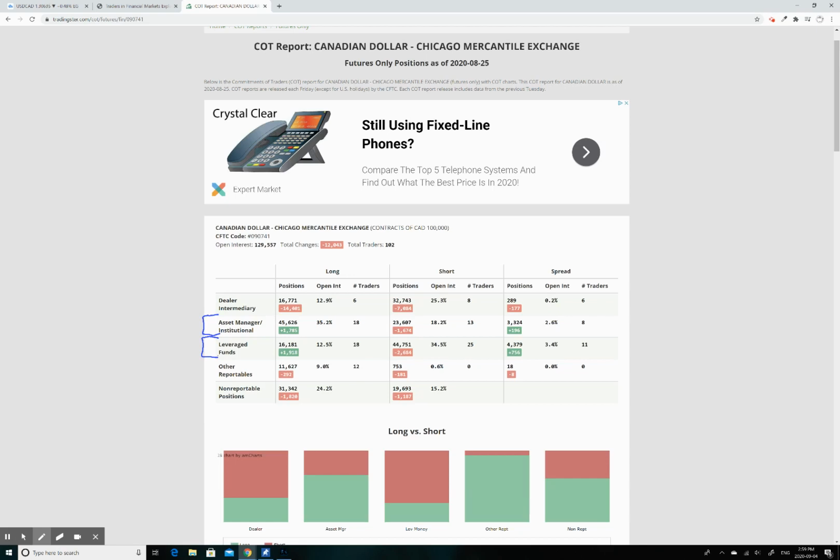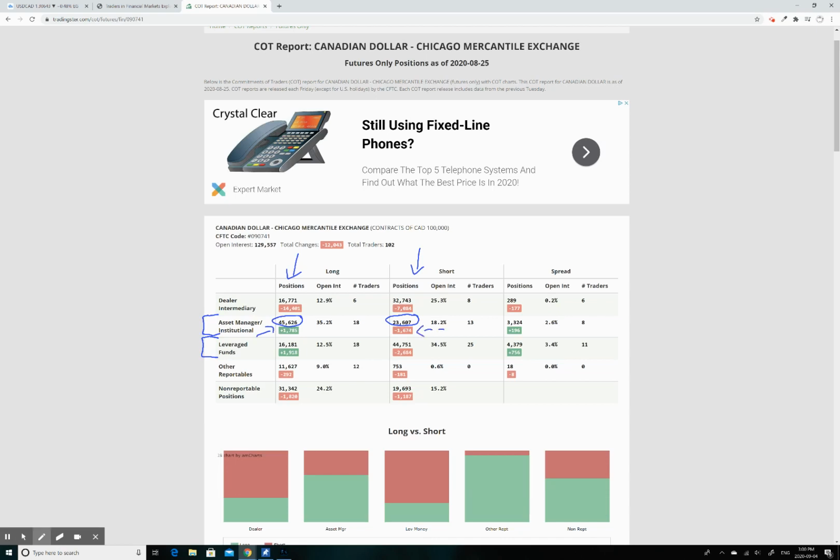We can see here that when we look at the number of positions opened, in this tab here, these are the number of positions opened, okay? There are 45,000 long positions open, almost double the amount of short positions open by institutional traders. And they're still adding to them and they're still removing their short positions.